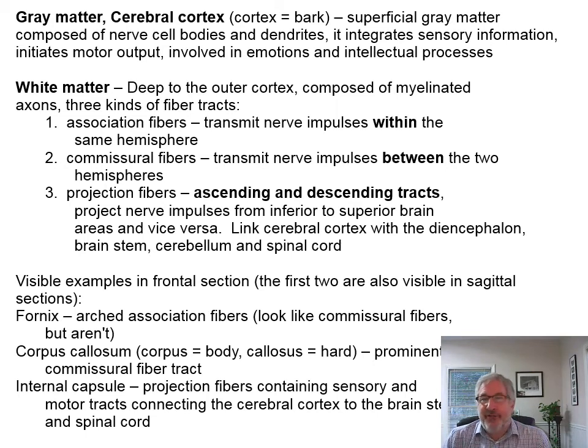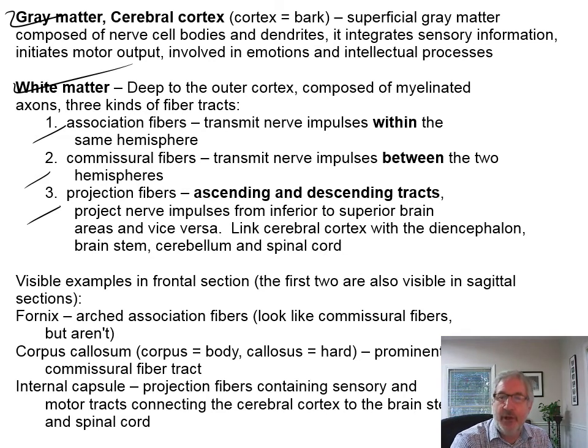The gray matter is superficial, has nerve cell bodies and dendrites, integrating sensory information. The white matter is deep to the outer cortex, has myelinated axons, and there are three kinds of fiber tracts: association, commissural, and projection fibers.